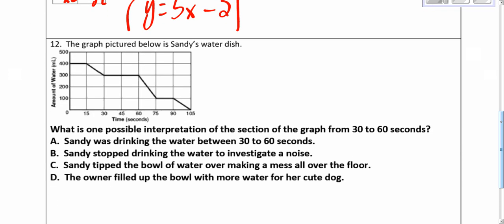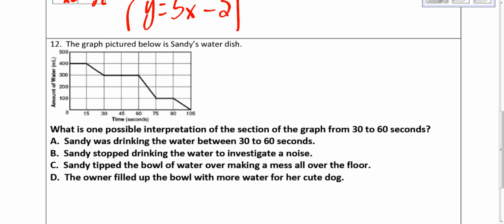Number 12, the graph pictured below is Sandy's water dish. I usually like to look at these graphs and try to figure out what's happening before I even read the question and the choices. So you can see that Sandy's water dish starts with 400 milliliters of water. And then you can see that at some point in the graph it's going down, which means the water amount is going down. So it's the same, then it's dropping, the same, then dropping. So either someone keeps spilling the water dish or the dog's drinking a lot.